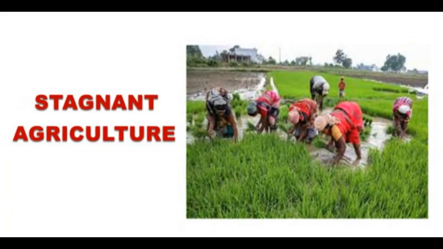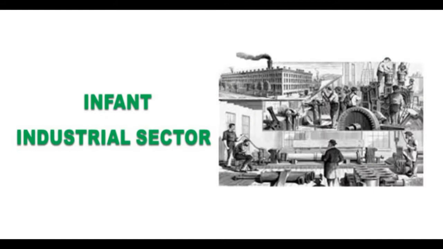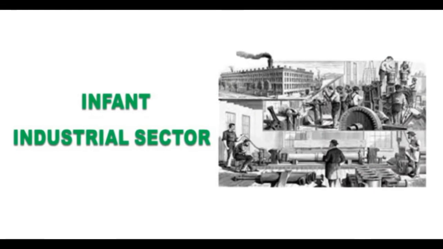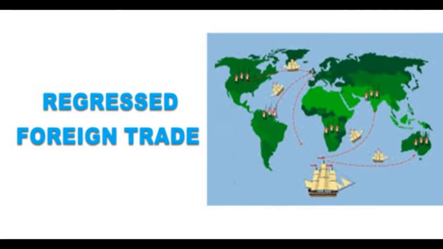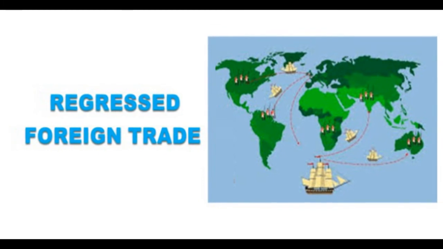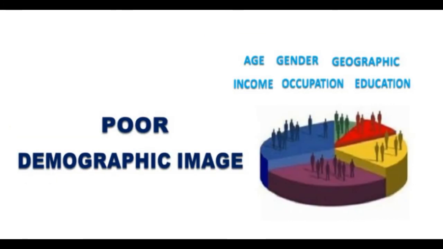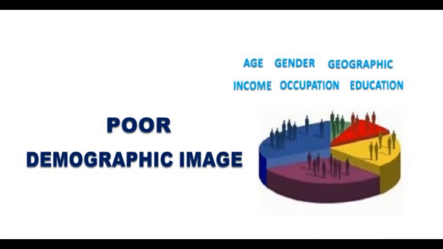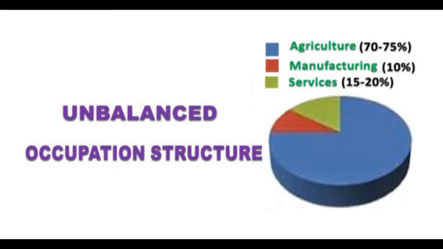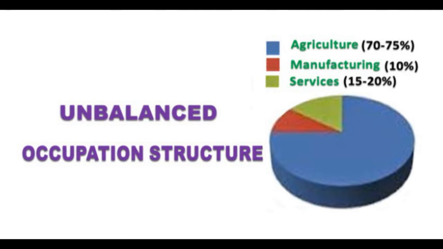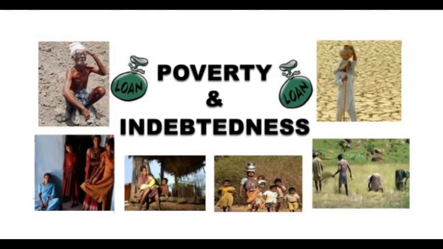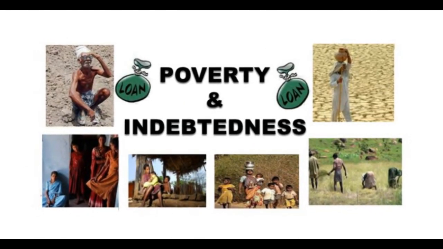Stagnant agriculture, infant industrial sector, regressed foreign trade, comprehensive infrastructure, poor demographic image, unbalanced occupation structure, poverty and indebtedness.